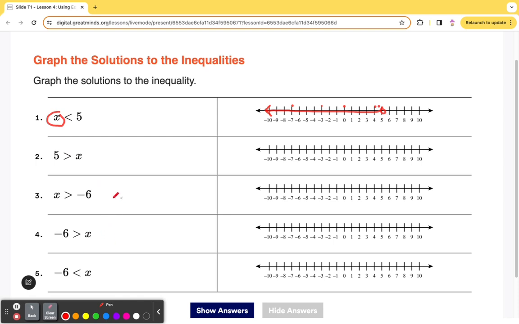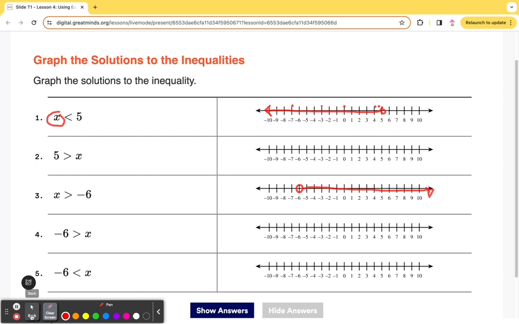And we would do the same thing for all of these. All of these are greater than or less than, so all of them would have open circles. On number 3, x is greater than -6. So again, our circle would go on -6. It's going to be open because -6 is not a solution. Wow, look how perfect that circle was. All right, x is greater than -6. So these are all the numbers greater than -6.